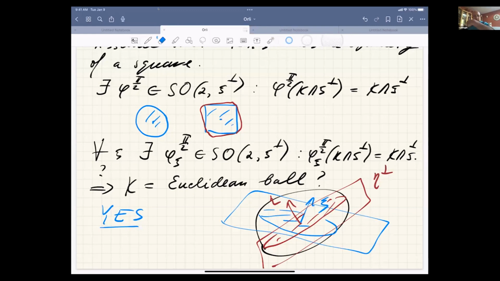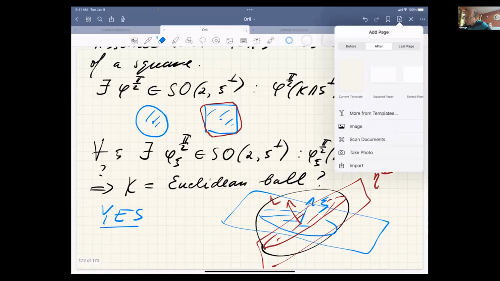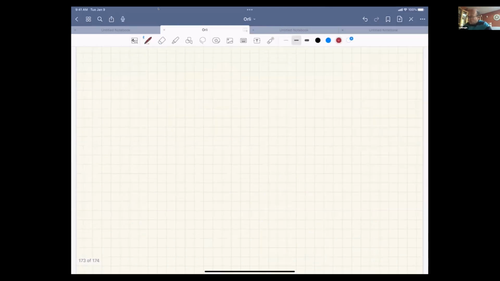And no matter what direction I take, all sections have this property that they have a symmetry of a square. Does it follow that the whole thing is the Euclidean ball? This is the question. So let's understand that this is sort of an exercise. But when we go to higher dimensions, this is not an exercise anymore if you formulate this question in proper terms.